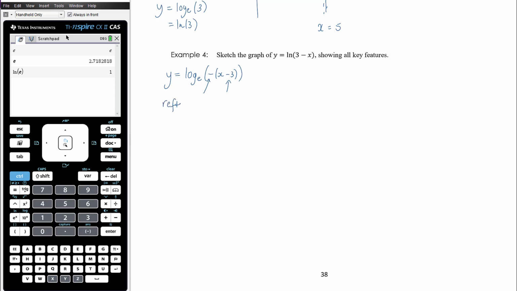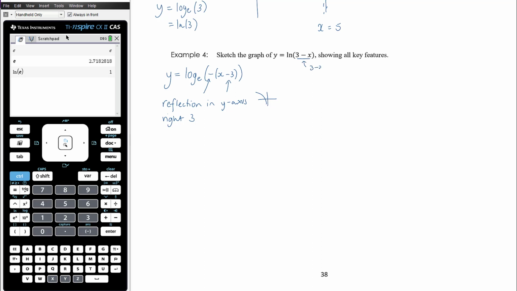So reflection in the y-axis, so my shape is going to go this way, and then we are going to the right by 3. Okay, so our asymptote is going to move across to the right. Again, sometimes it's easier with these to think about domain.